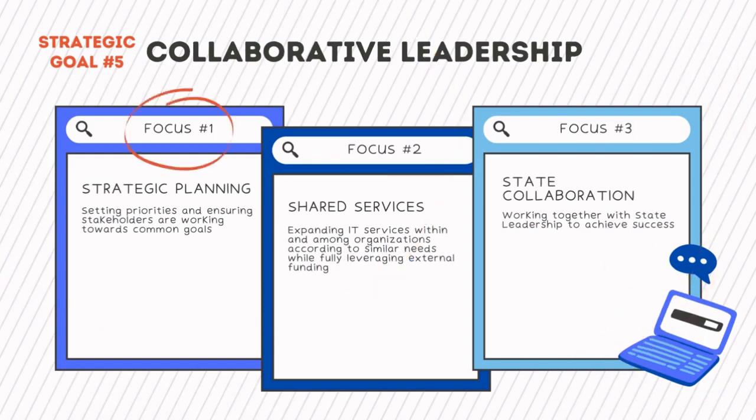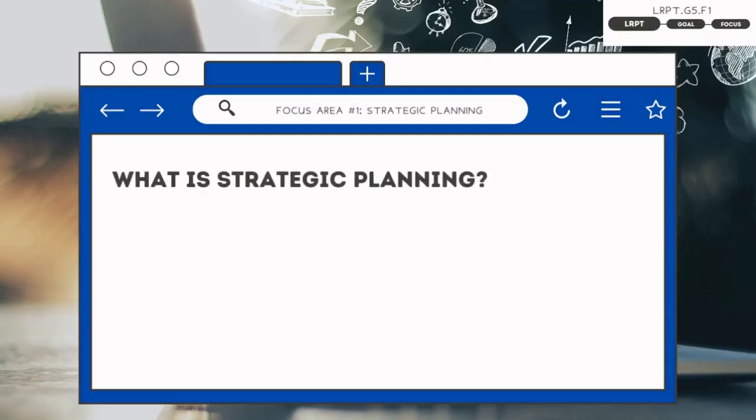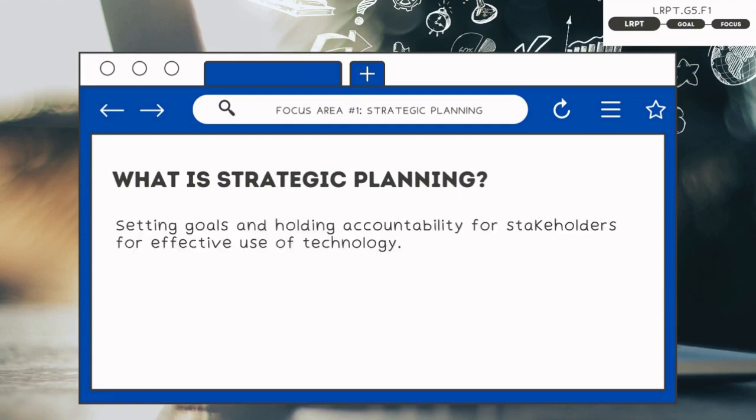Let's zoom in to focus area number 1. Focus area number 1 is strategic planning. For the purpose of collaborative leadership, what are we referring to when we discuss strategic planning in this video? Strategic planning is setting goals and holding accountability for stakeholders for effective use of technology.